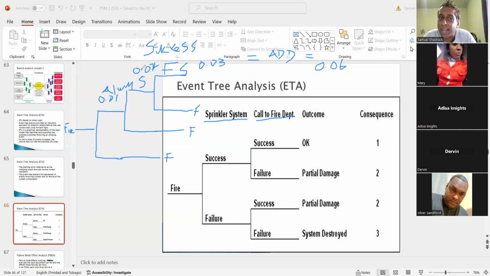Notice all these figures are less than 1. 0.01 is less than 1. 0.02 is less than 1. You're not supposed to get more than 1. 1 is the tolerance. 1 is where you cannot cross. So 0.06, this is within range. In other words, 1 second then is too low, if you want to think of it like that for now.